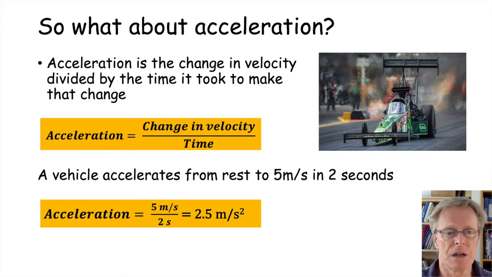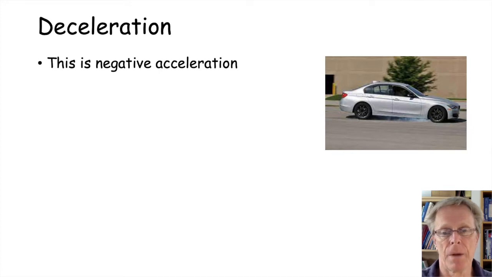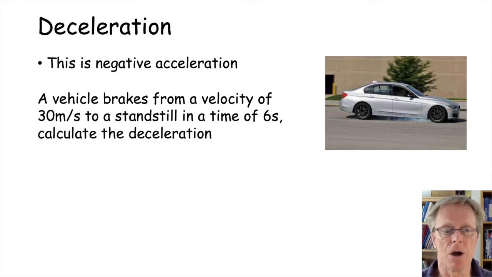Now deceleration is negative acceleration. An example here, car braking, quite obviously. A vehicle brakes from a velocity of 30 metres per second to a standstill in a time of 6 seconds. Calculate the deceleration. So simply you're getting the equation here.